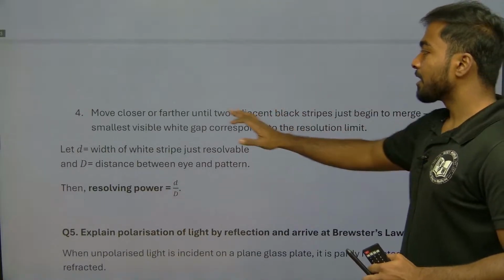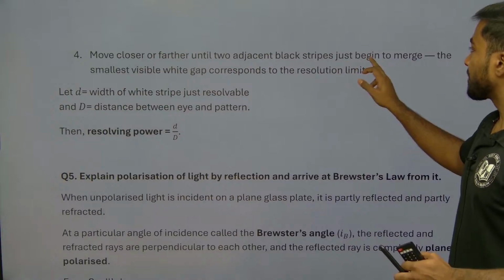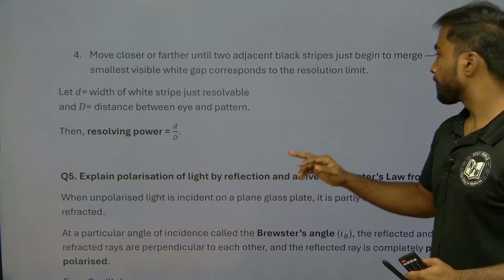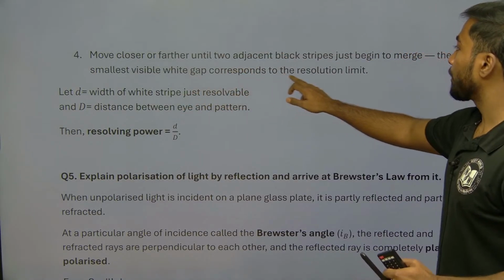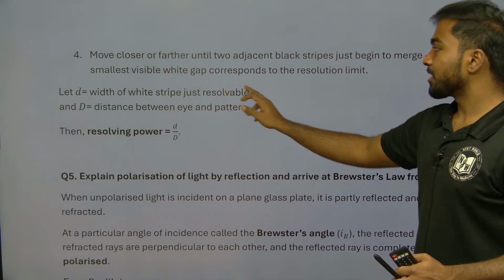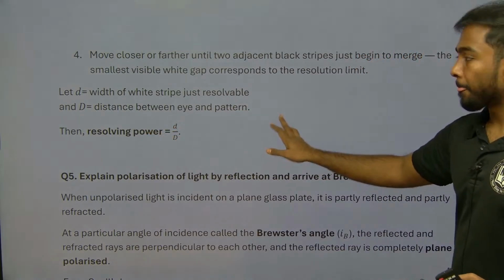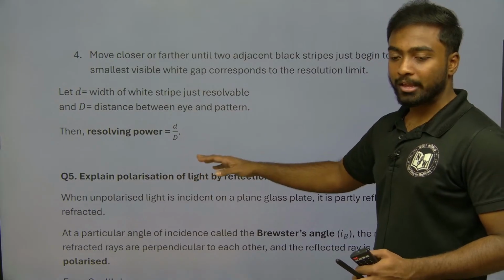Next, the last point is to move closer or further until two adjacent black strips just begin to merge. The smallest visible gap corresponds to the resolution limit. Let small d be the width of the white strips, just resolvable. Capital D is the distance between the eye and the pattern. So resolving power will be small d by capital D. This is how we will do it.